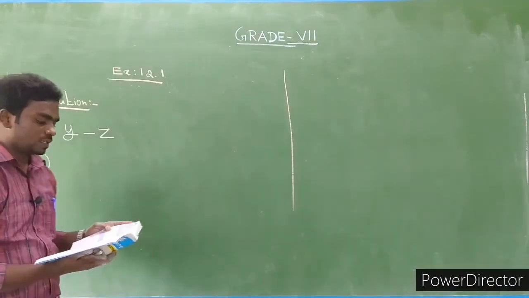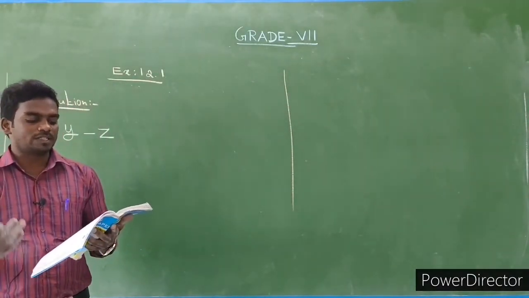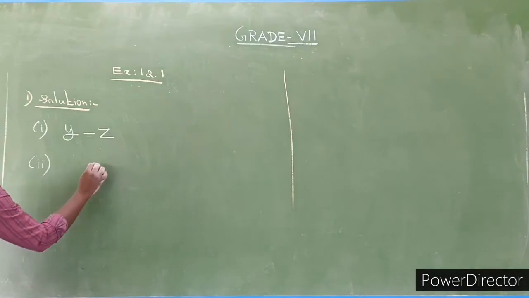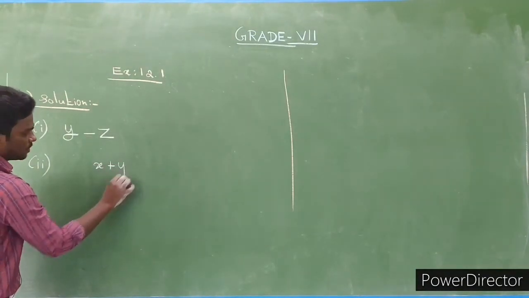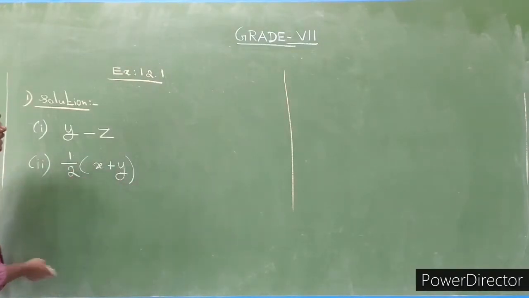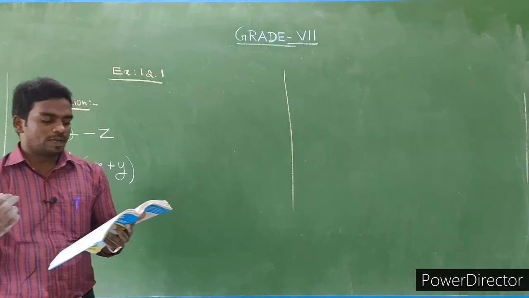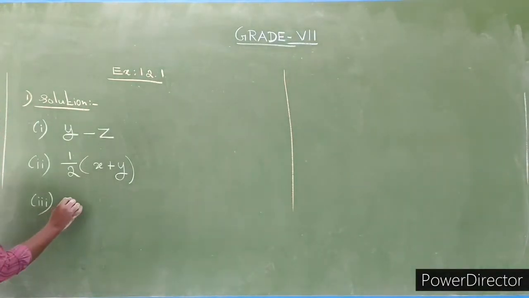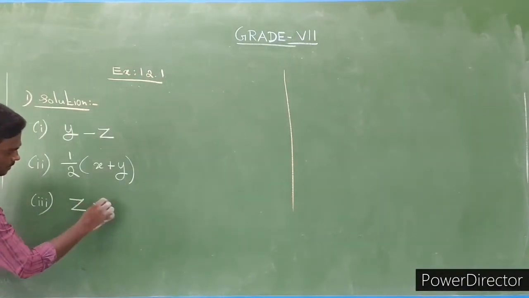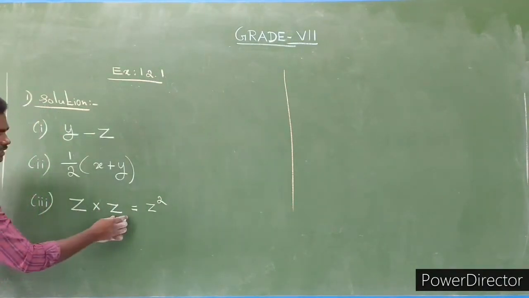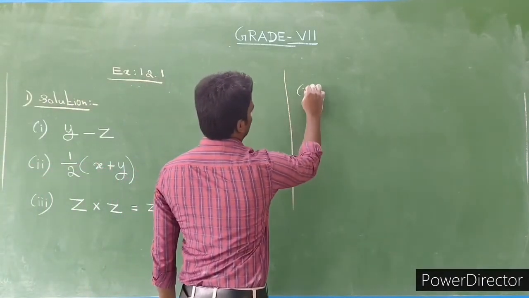The second one: 1/2 of the sum of the numbers x and y. Sum of the numbers x and y, we can write as x plus y. 1/2 of the sum of x and y. How to write the third one? The third one is the number z multiplied by itself. The number z is multiplied by the number itself. So the answer is z into z, that is z square.